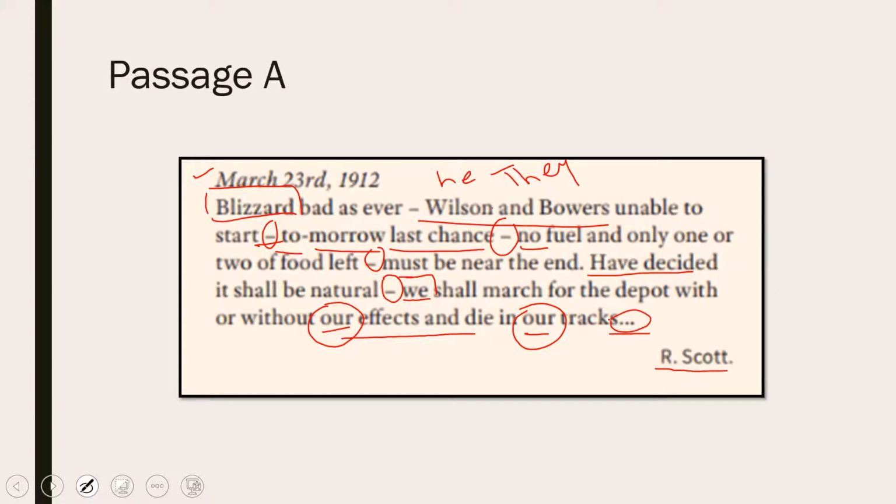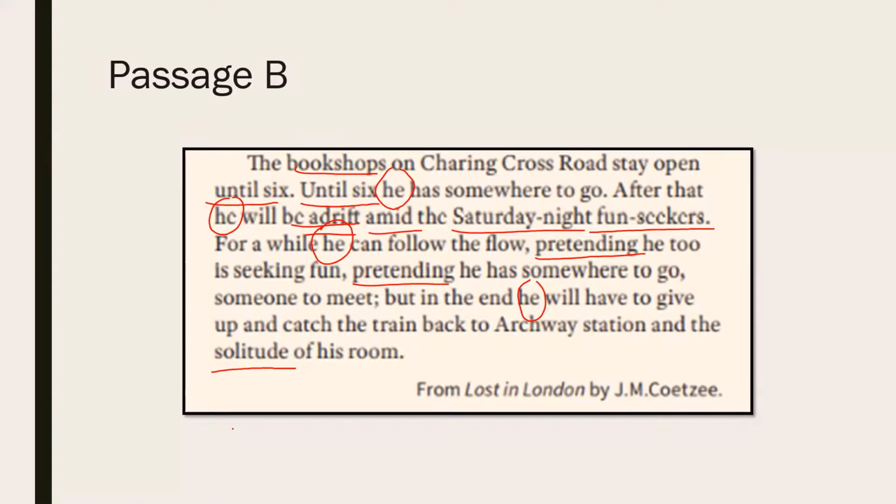Then he wrote the diary of 24th March, 26th March, whatever, right? This is your diary entry. And bookshops on the Charing Cross Road stay open until 6. Until 6. Okay. He has somewhere to go. Again, he is finishing a sentence and starting with the same sentence. It has nothing to do with the timing. The only thing is that until or before 6 he is all alone. He's somewhere to go, just pretending. After that, he will be adrift amid the Saturday night fun seekers.